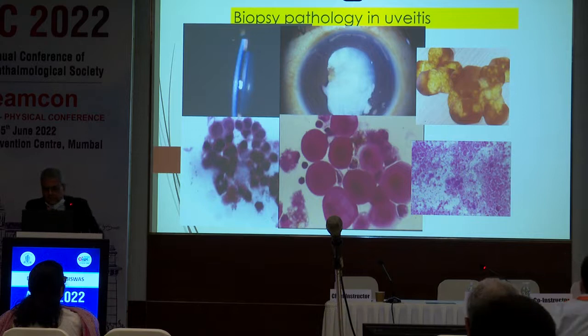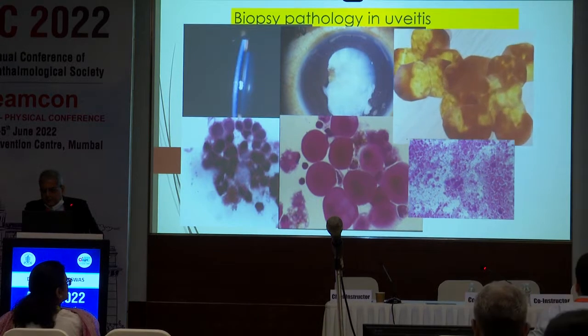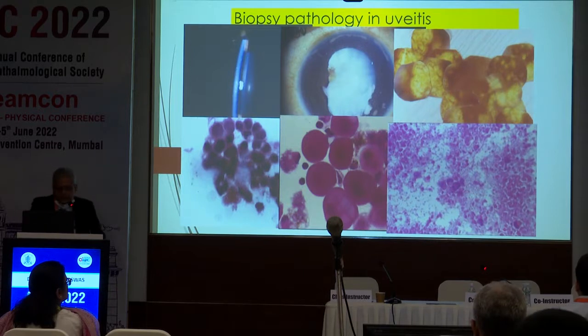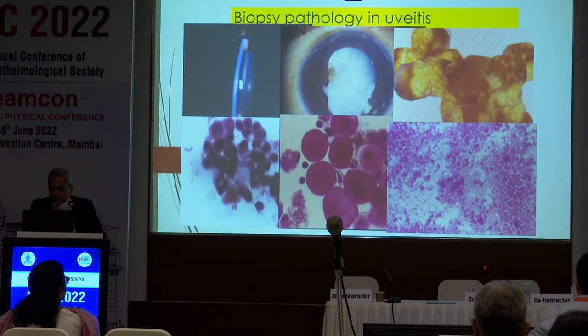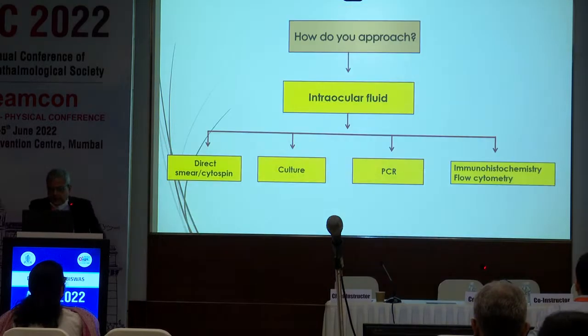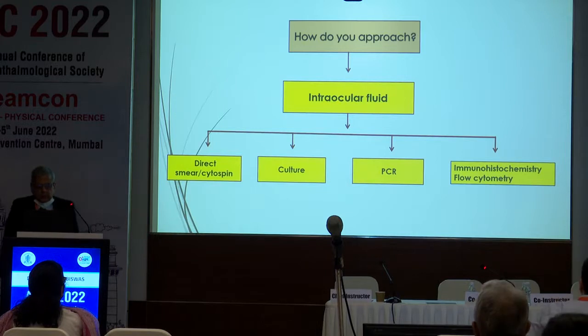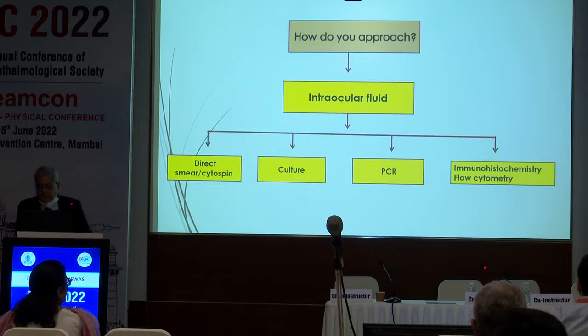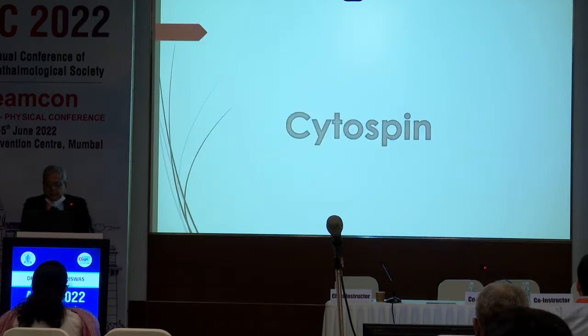with the lens material. And this is the fine needle aspiration biopsy of a large cell lymphoma, a primary vitreoretinal lymphoma, where you could see large lymphoma cells in a necrotic background. So when you get an intraocular fluid, that specimen should go for a direct smear. Cytospin is better, and then culture, PCR, and then immunohistochemistry and flow cytometry. I'll be talking a little bit about it.